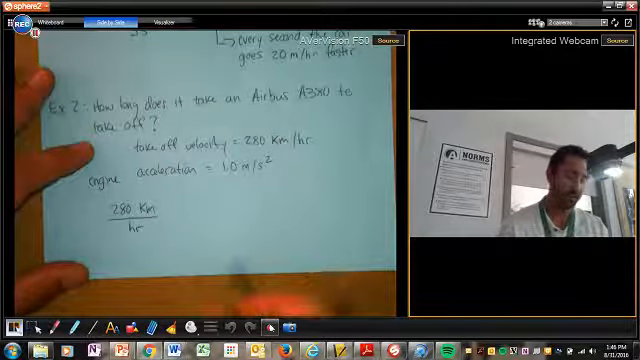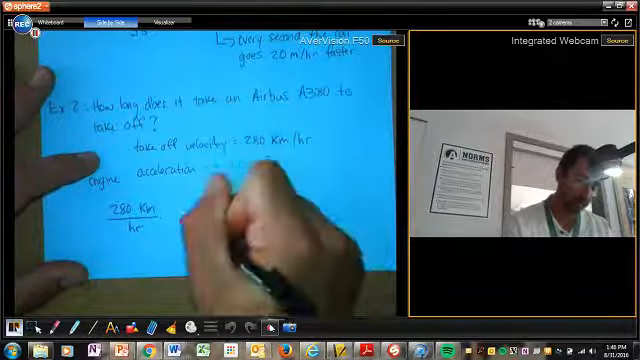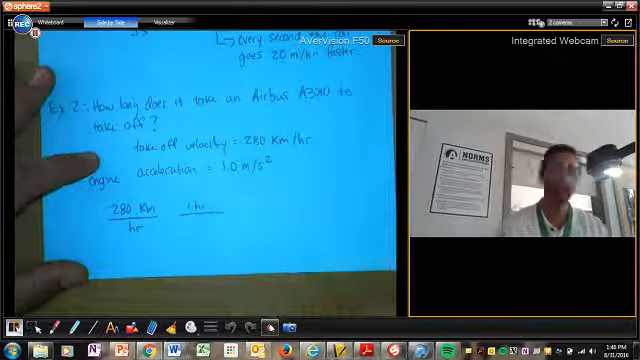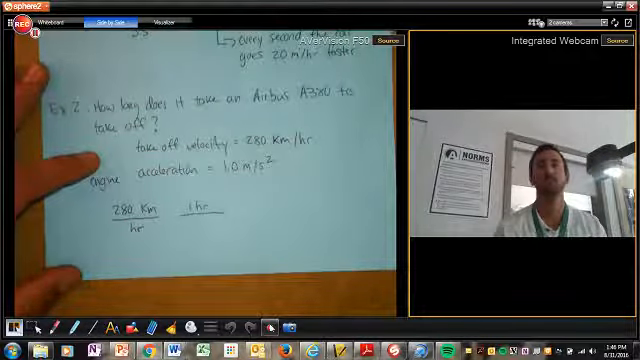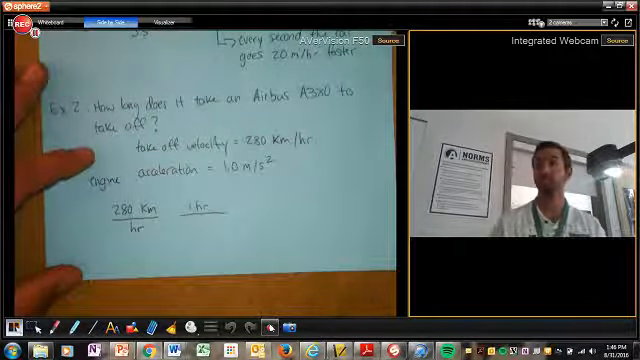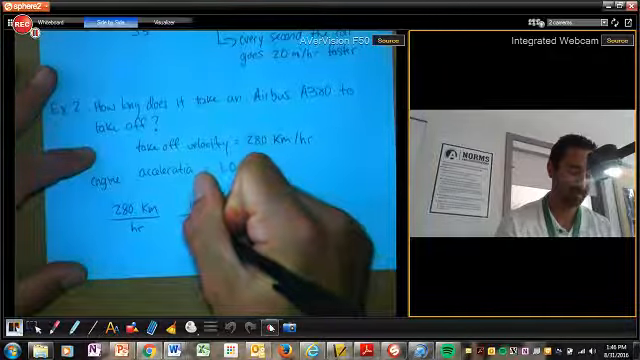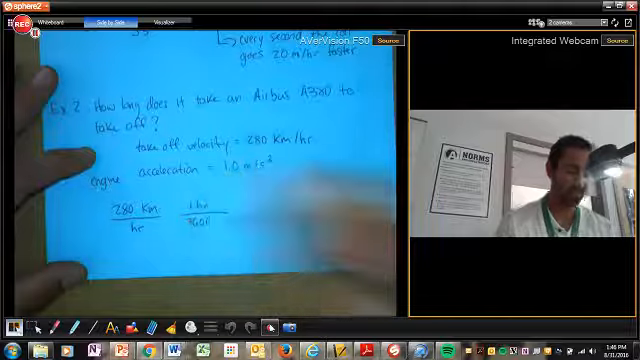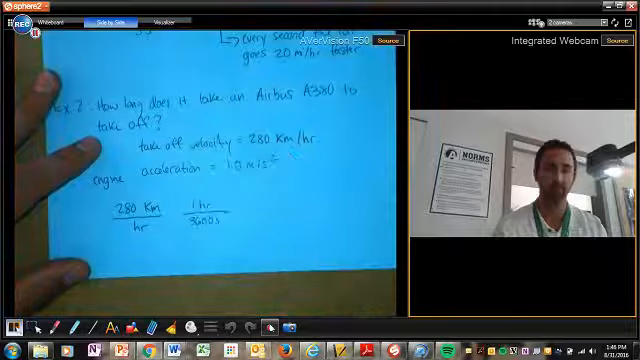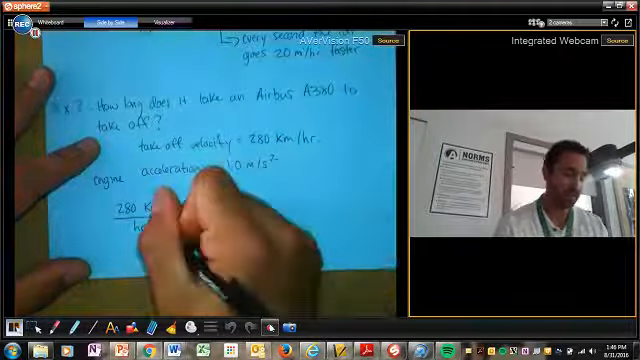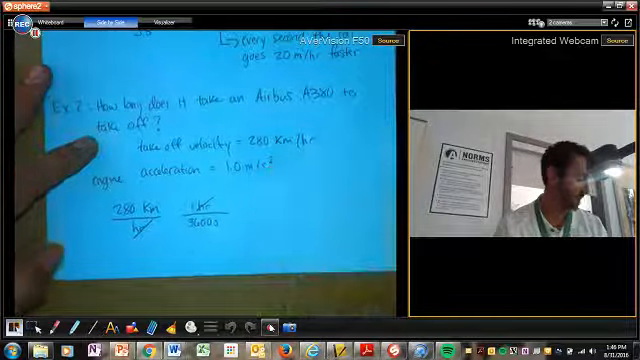I need to make this equal to 1 hour, so it cancels, right? And how many seconds are in an hour? Anybody know? 60 times 60, good, which is? 3,600. Close. 3,600 seconds in an hour. These will cancel, right? And then I need to change the kilometers, right?